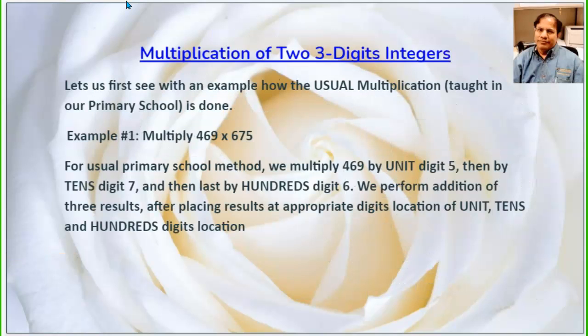Now let's come to the multiplication of 3-digit integers. Let's see with an example how the usual multiplication taught in primary school is done. For example, let's multiply 469 by 675. For the usual primary school method, we multiply 469 first by the unit digit 5, then by the tens digit 7, and then by the hundreds digit 6. We perform the addition of these three results after placing them at the appropriate digit locations of units, tens, and hundreds.